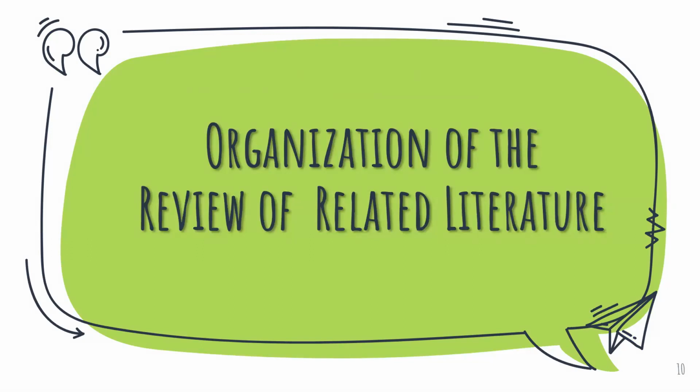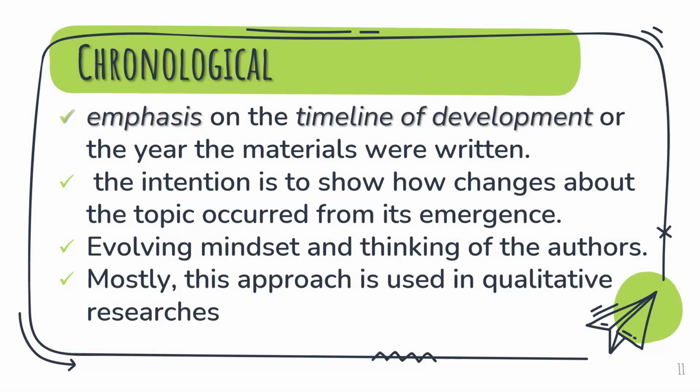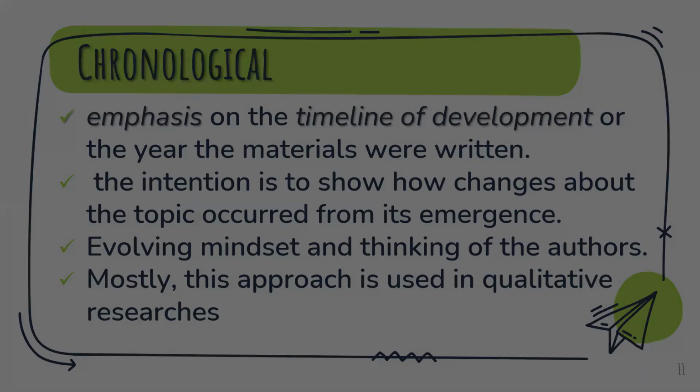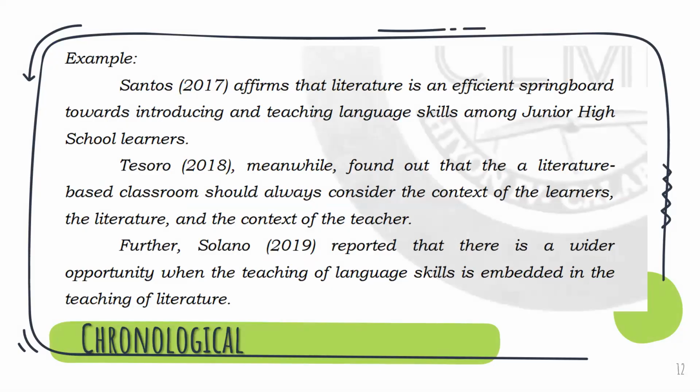Okay, next is the organization of the review of related literature. So we have different presentations in doing our RRL. The first one is the chronological. Okay, when we say chronological, this is a timeline presentation of the development of our references. I have here an example of a type of reference or RRL which is presented chronologically.